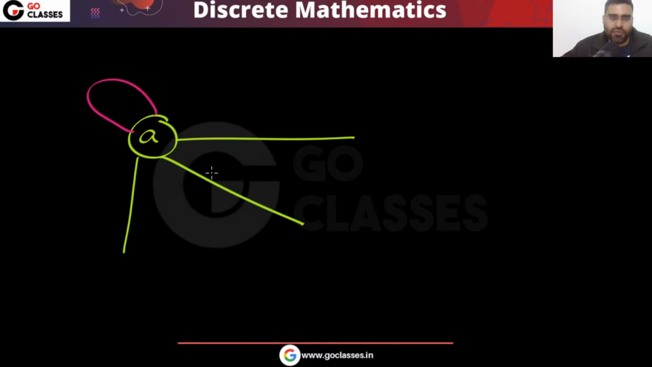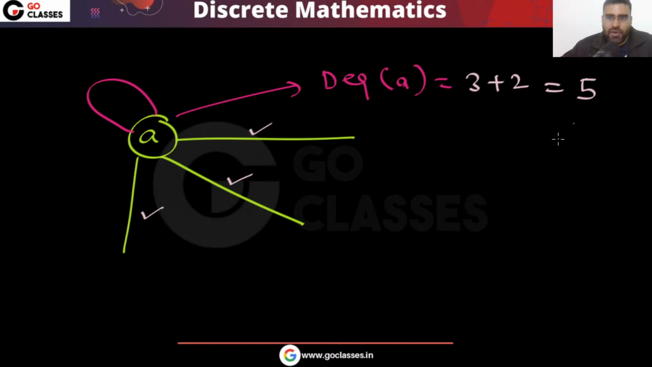That is the degree of A. So for this vertex A, what is the degree of A? That will be this edge, this edge, this edge. But this self loop we will count 2 times. So the answer will be 3 plus 2, that will be 5. Remember, this self loop we count 2 times when we calculate degree of a vertex.